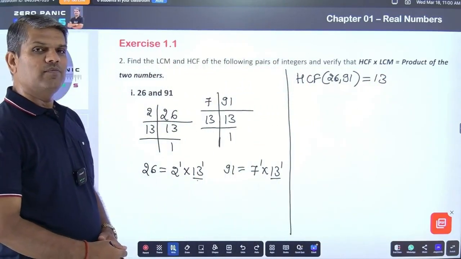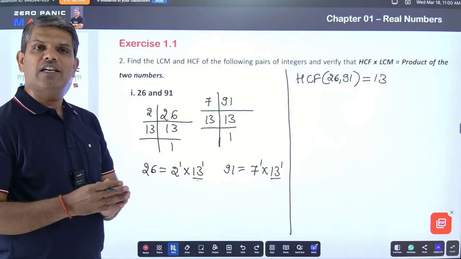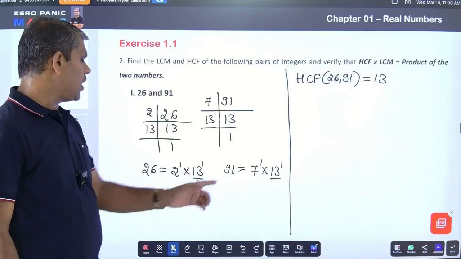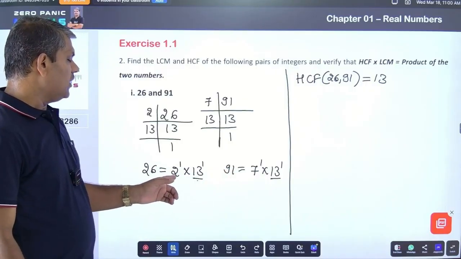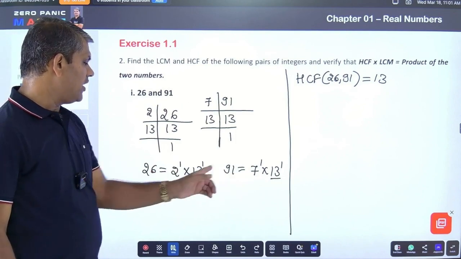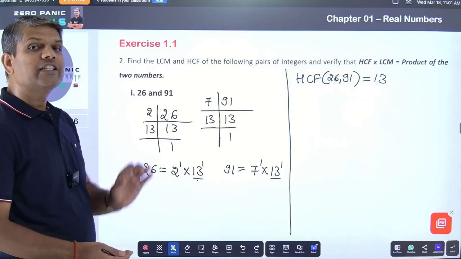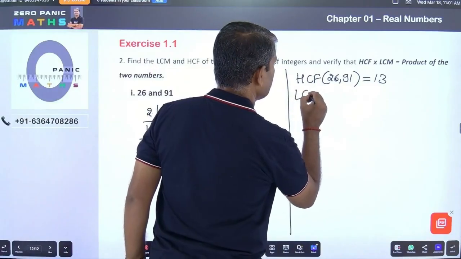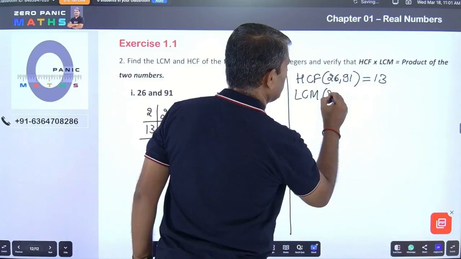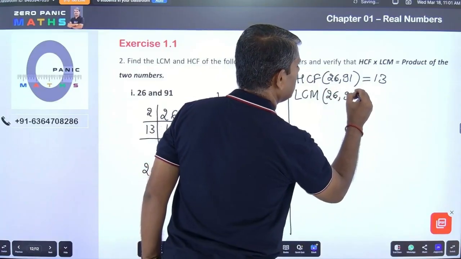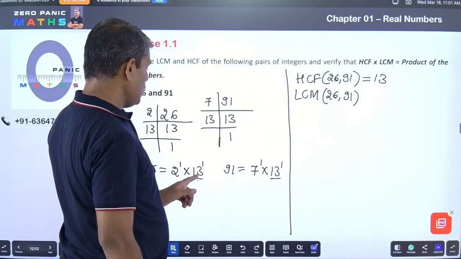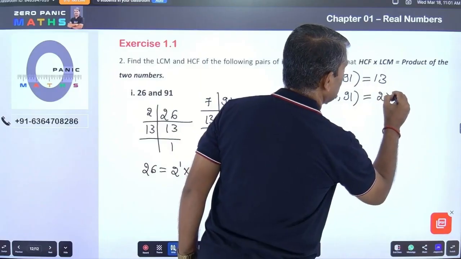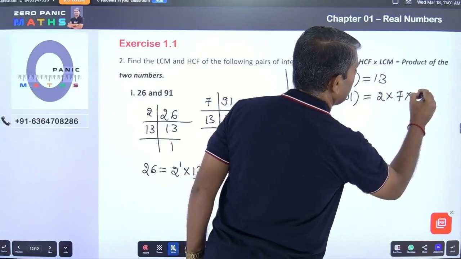And what is LCM? It is the product of all factors with highest powers. Anyway, the highest power here is 1 only. So taking all the factors, 2 multiplied by 7 multiplied by 13 will give us the LCM of these two numbers. Okay, so LCM of 26 and 91 is actually 2 multiplied by 7 multiplied by 13.